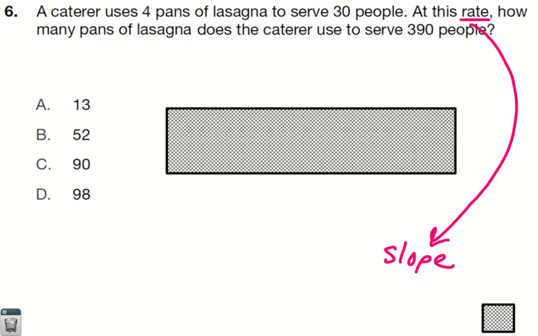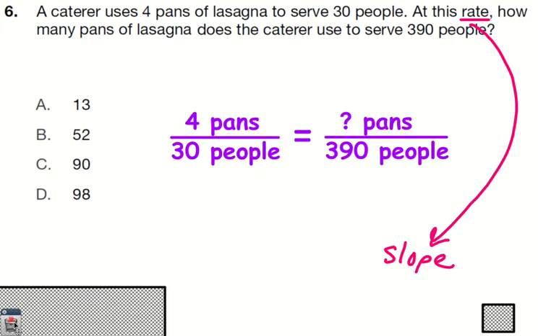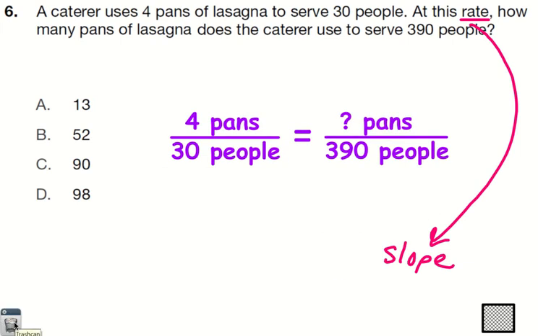And so at this rate, how many pans of lasagna does the caterer use to serve 390 people? So bottom line, it's 4 pans for 30 people. You need the same rate, the same slope, which basically means the same fraction. Okay? So 4 pans over 30. So 4 over 30 would be the same as what over 390?